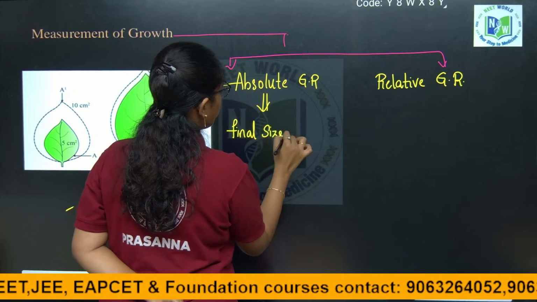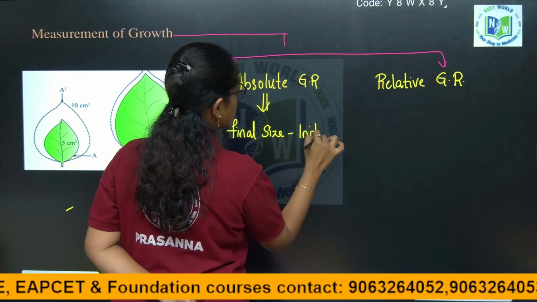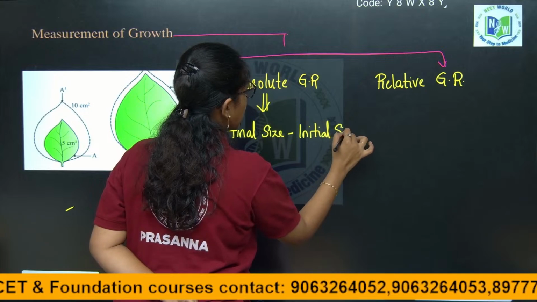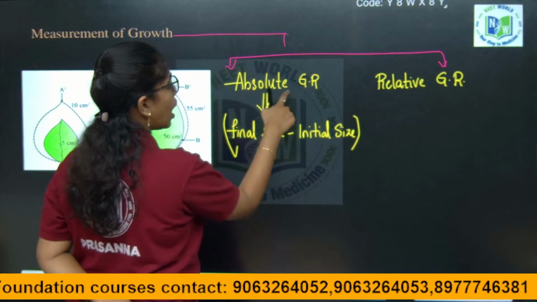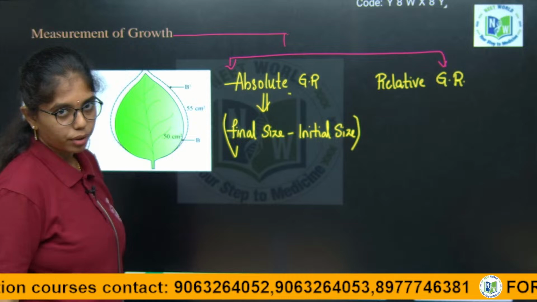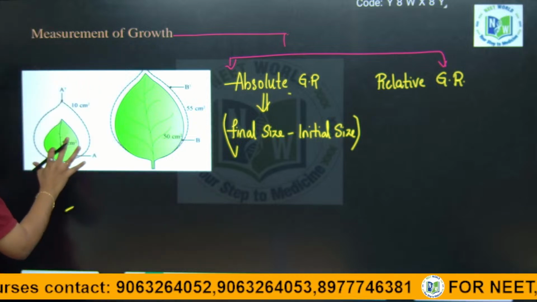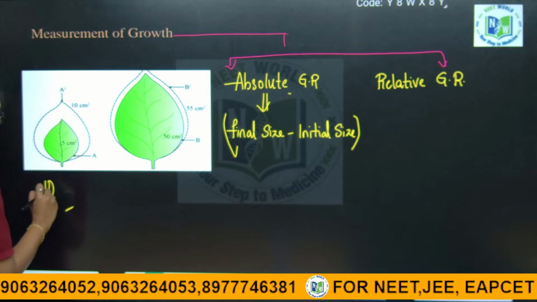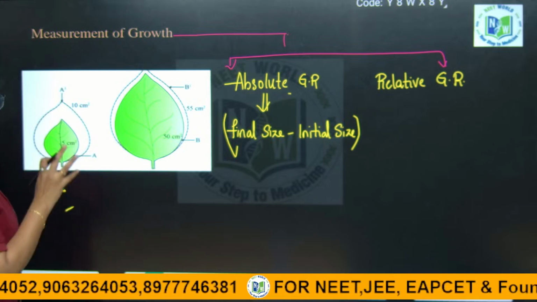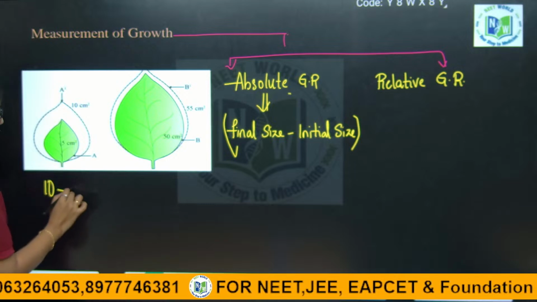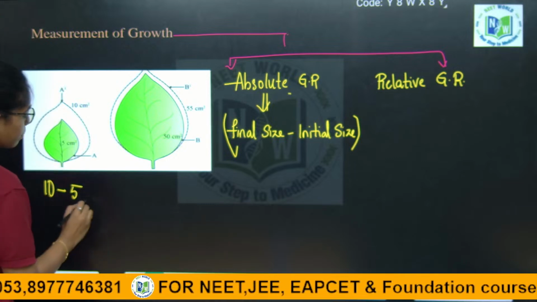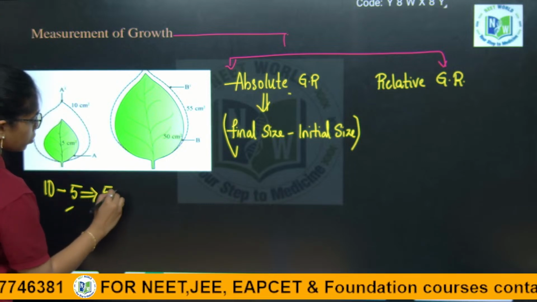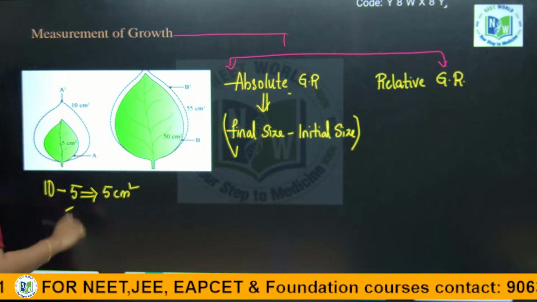Absolute growth rate is calculated by taking the final size minus initial size. Final size minus initial size will give you the absolute growth rate of a particular organ. If you consider it for a leaf, where 10 centimeter square is the final size of this leaf and 5 is the initial, 10 minus 5, so the absolute growth rate is 5 centimeter square for this leaf.